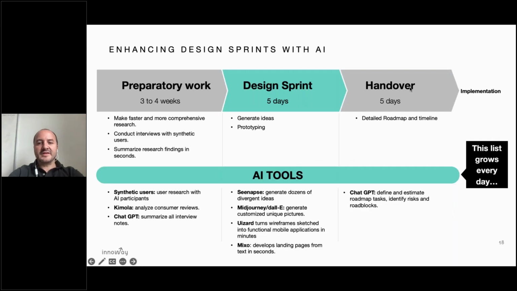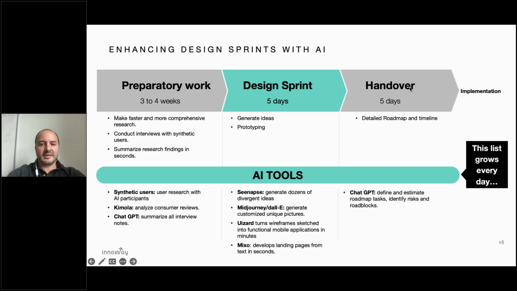Finally, I wanted to briefly talk about AI and how it's impacting our discipline. There are many tools coming up every day. There's a new one. And what we are doing nowadays is to start identifying what are those tools that can help us in each one of the steps of the design sprint. Just to give you an example, during the preparatory work, you can start even conducting interviews with what is called synthetic users. It's a platform where you pretty much define your own customers, and then you can ask them certain questions. You can even test the solution.